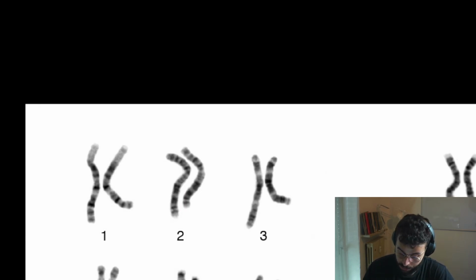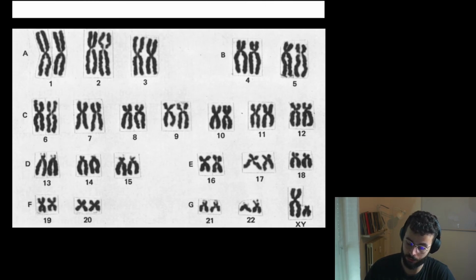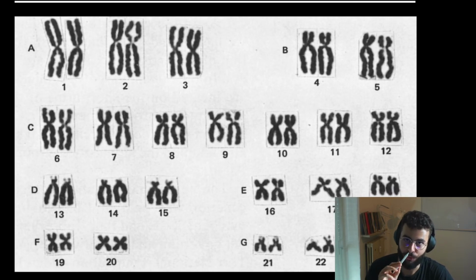What happens after we replicate the DNA? So I have another karyotype over here. And this time we have 46 pairs of chromosomes.